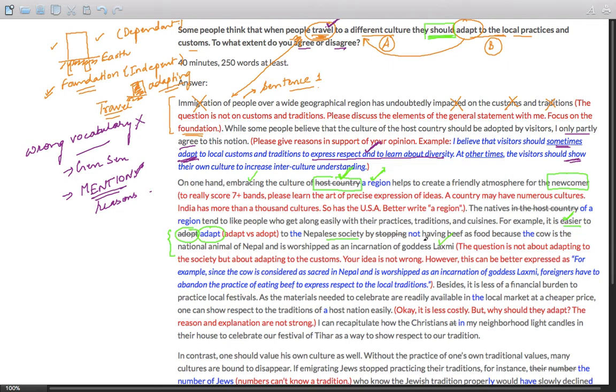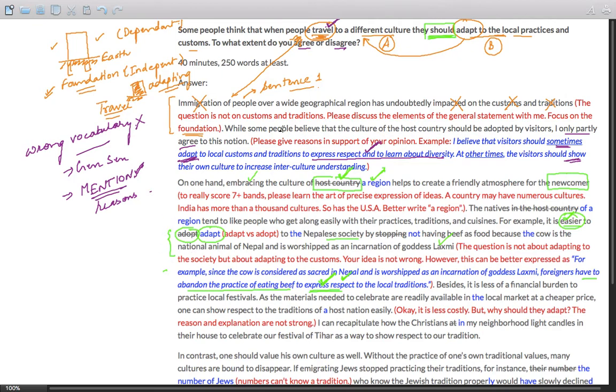So it is better if you had written something like, since cow is considered a sacred animal and is worshipped as incarnation, foreigners have to abandon the practice of eating beef to express respect. Now they should adapt, and why should they adapt? To express respect to local traditions. Now the question is not about easier, but why should they adapt, or should they adapt to local culture? Yes, they should, to express respect for local traditions. So you have mentioned the reason as well over in here. This was precise mistake in this example.